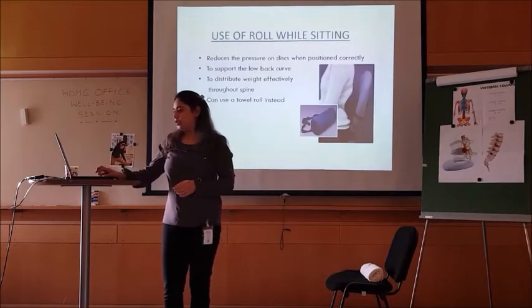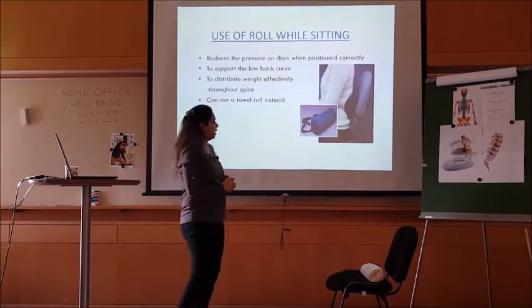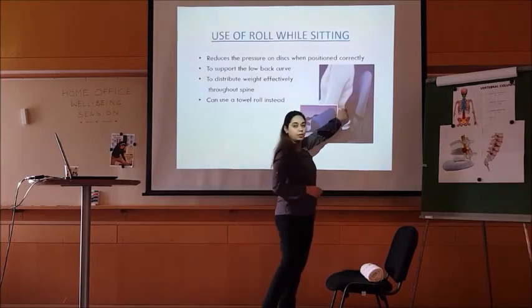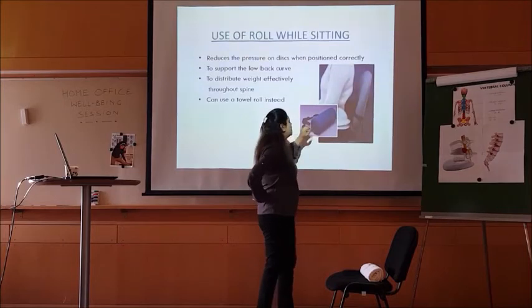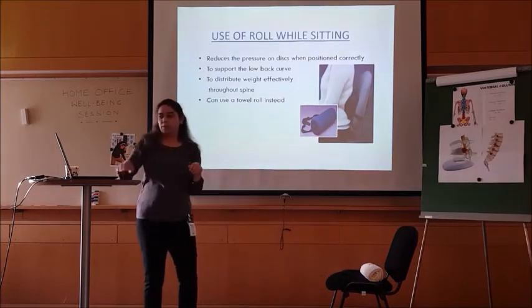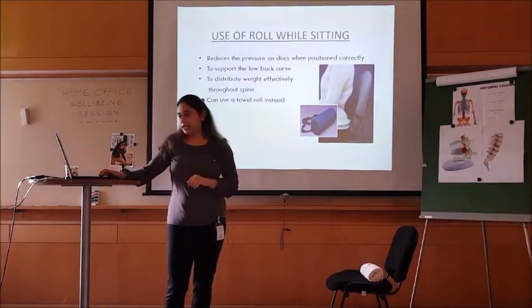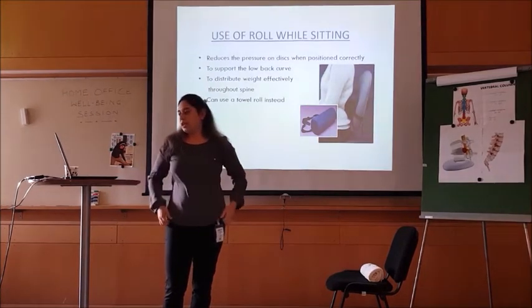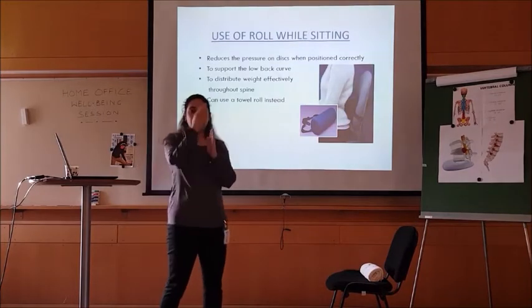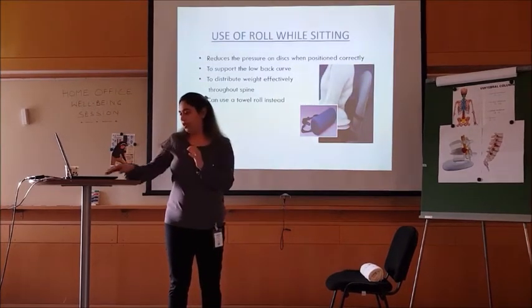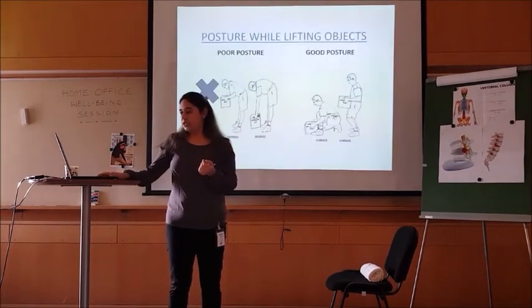So the roll I was talking about while sitting can be used behind the lower back, in the arching of the lower back, to support the spine. This helps to reduce the pressure on the disc, and it positions the spine correctly, and again it distributes the weight effectively throughout the spine, and one can use a towel roll instead.